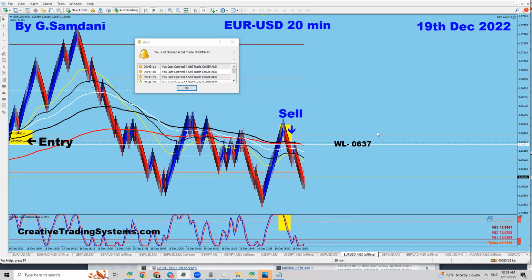Another thing that I did in the meantime was my alarm beeping. See this here? It says the sell order on Pound Aussie. The alarm started beeping, and I was too sleepy, so I just took it and went back to sleep. That's what it is.